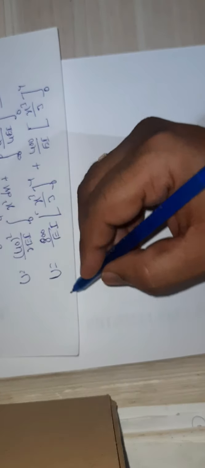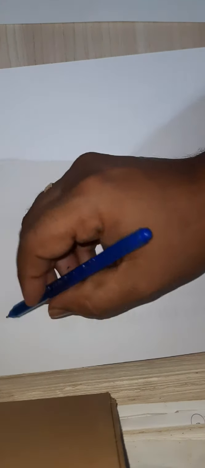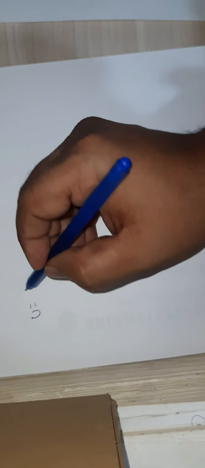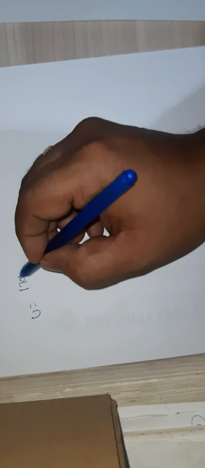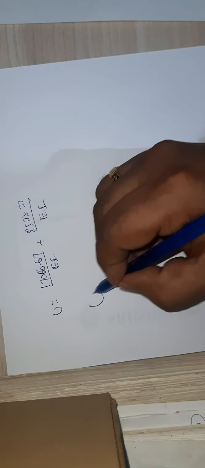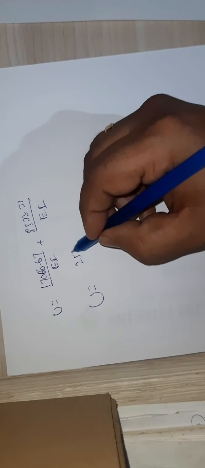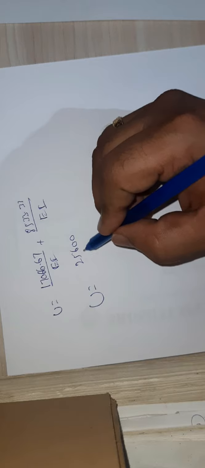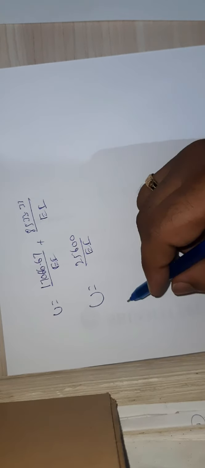After that, how much will you get? If you calculate, U equals 1766.67 divided by EI plus 8533.33 divided by EI. So total you will get the strain energy, approximately 25600 divided by EI.